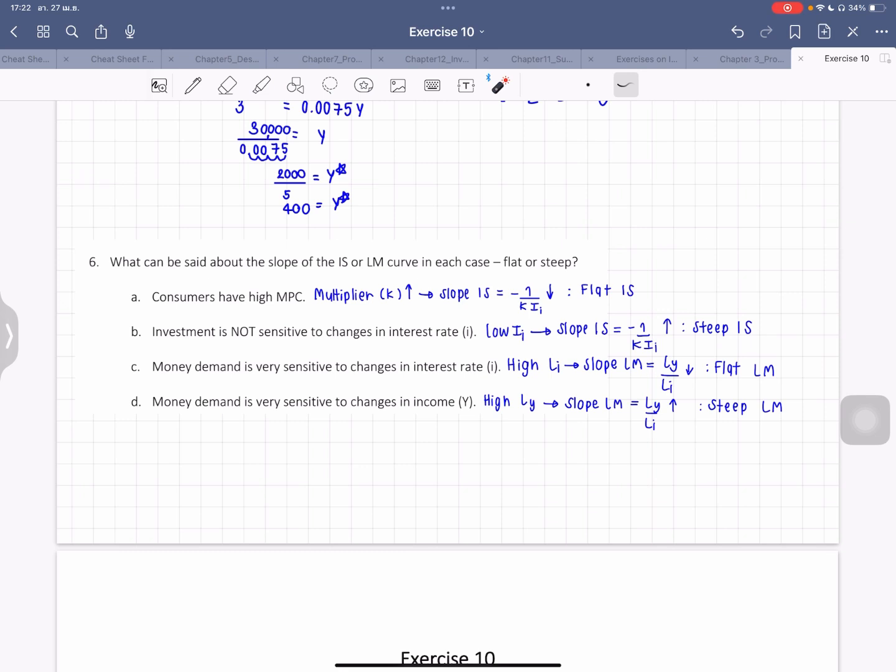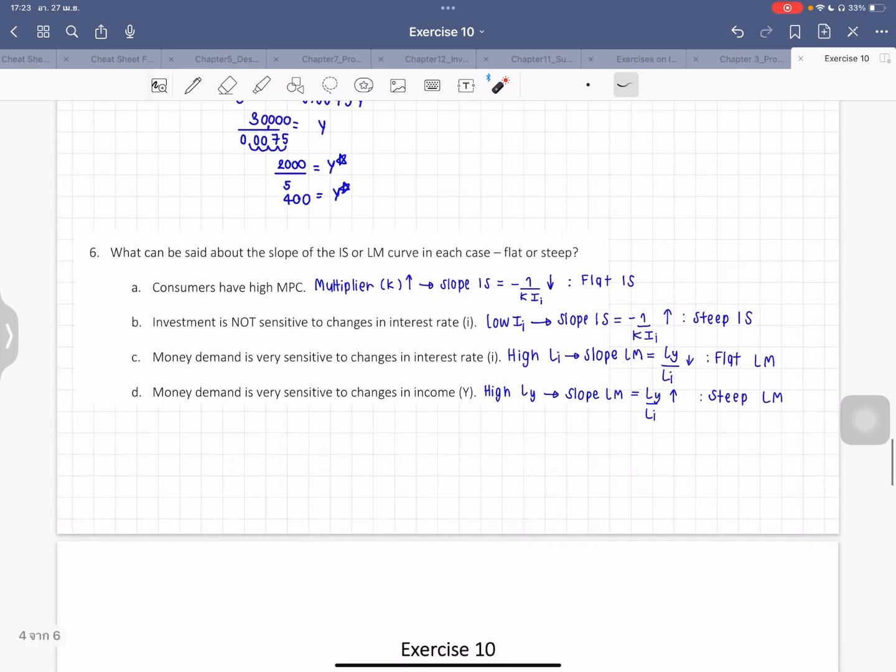Next, investment is not sensitive to changes in the interest rate. So it is a low I subscript small i. So it affects the slope of IS. So the slope of IS is increased. So you can get a steep IS curve in summary.